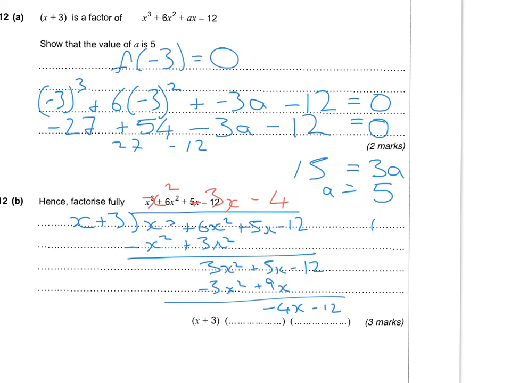So we've got x plus 3 times x squared plus 3x minus 4. This factorises to minus 1 and plus 4, so it's x plus 3, x plus 4, x minus 1. Okay.